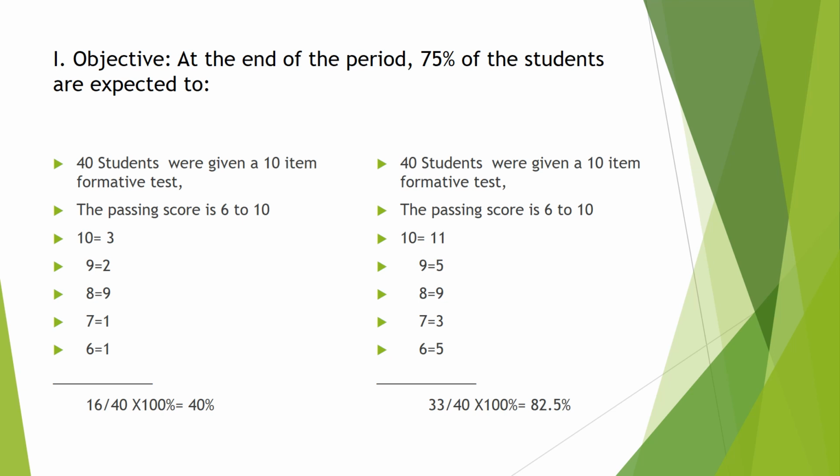Now, look at the example on the right side. For example, 11 students got 10, 5 got 9, 9 got 8, 3 got 7, and 5 got 6. For a total of 33 divided by 40 times 100%, that's 82.5%, and it definitely surpassed the expected 75% of students passing. That means you go to your next lesson. Unlike the other one, if it is only 40%, you have to go back, using different techniques, different strategies, or other approaches that may be appropriate to your learners.